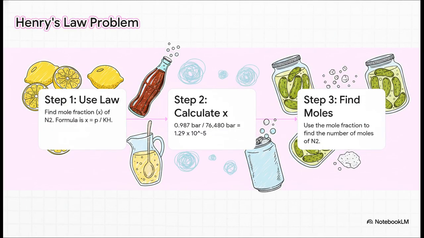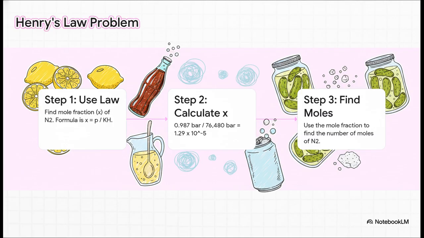Okay, let's just walk through this. Step 1 is to use our Henry's law formula to find the mole fraction, which we call X. And the formula is X equals partial pressure divided by the Henry's constant. For step 2, we just put in the numbers from the question. So that's 0.987 divided by 76,480, which gives us a very small mole fraction.